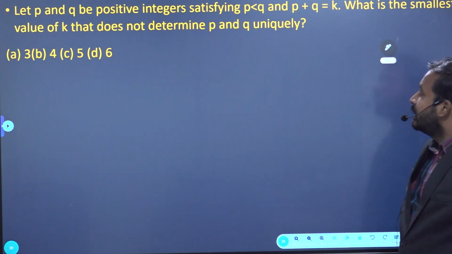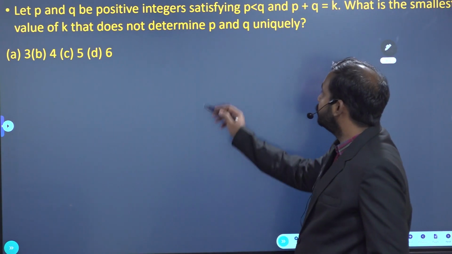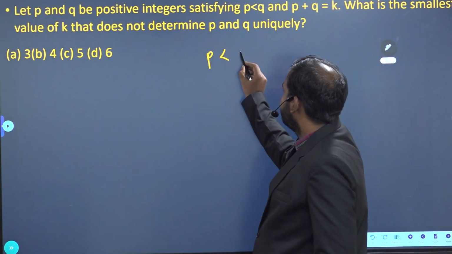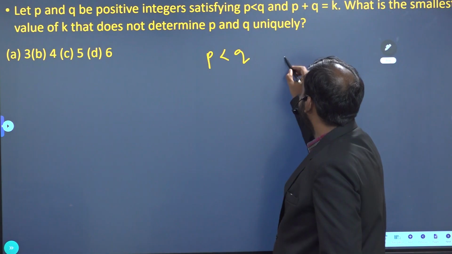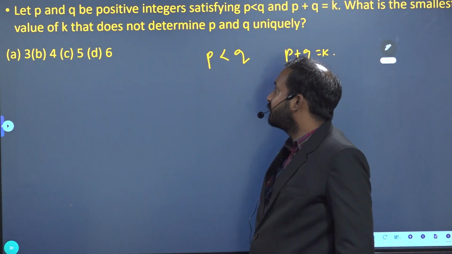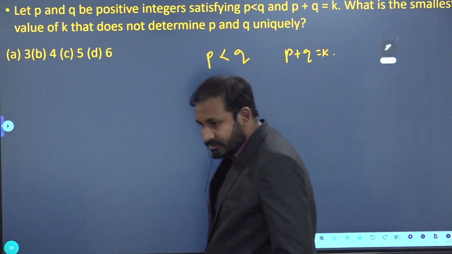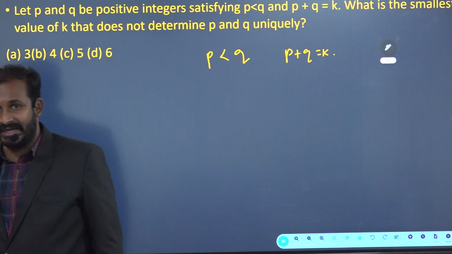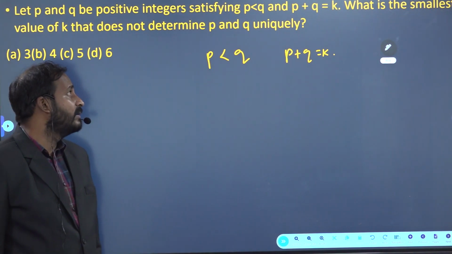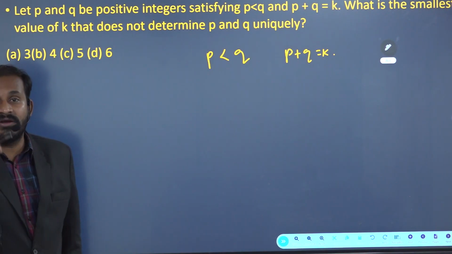Next one. Let p and q be positive integers satisfying p is less than q and p plus q is k. What is the smallest value of k that does not determine p and q uniquely? Unique means we should get only one value for p and q. And they are telling that p and q should not be unique. For that, what is the value of k I need to take?